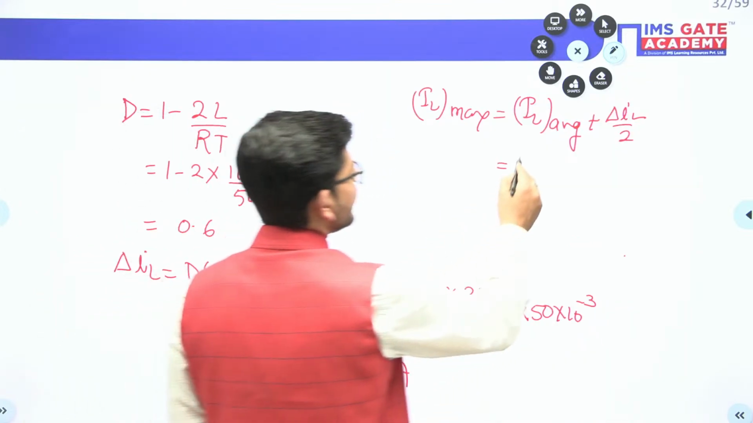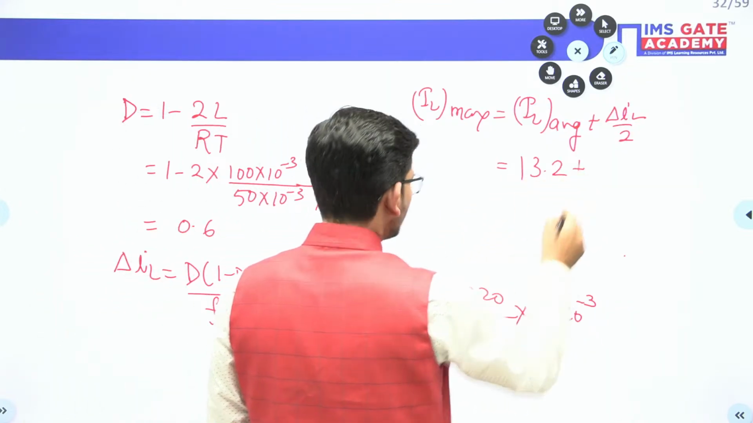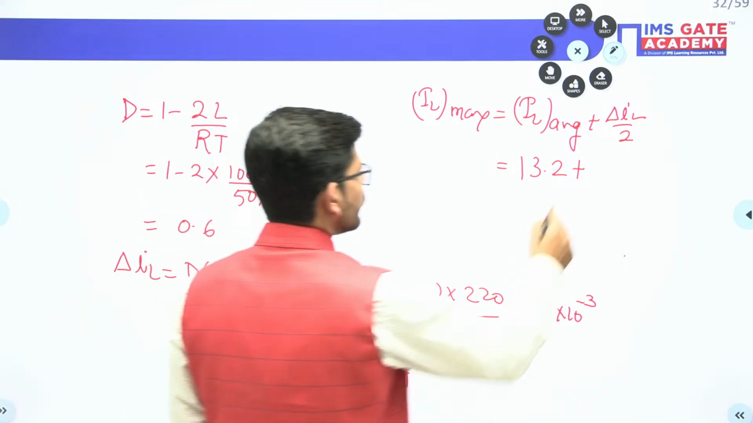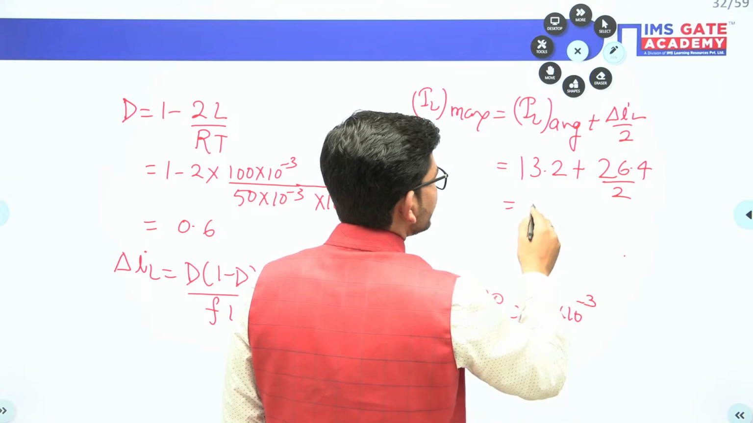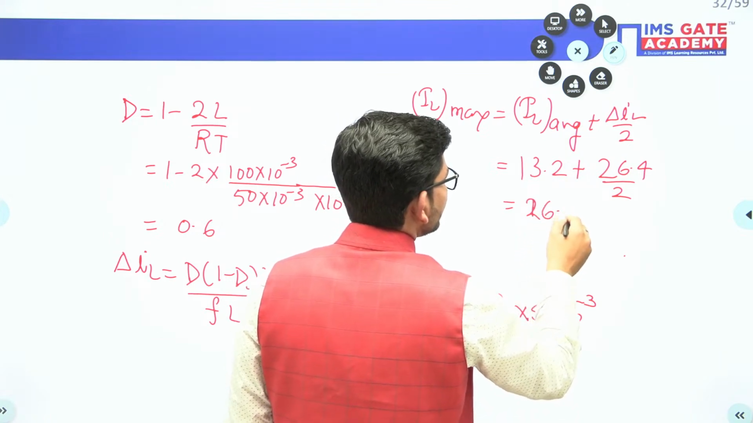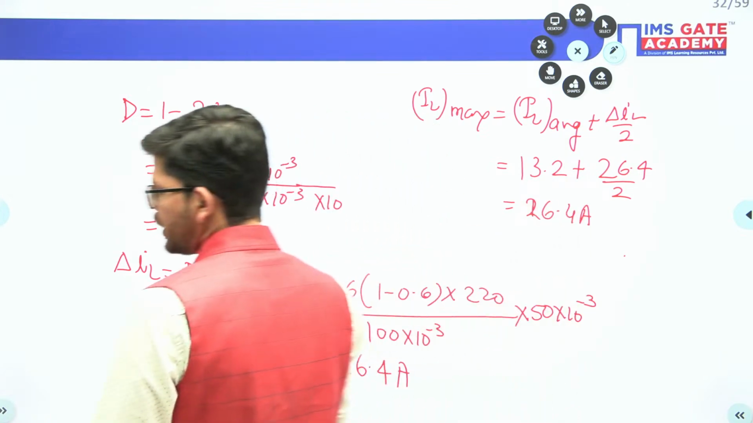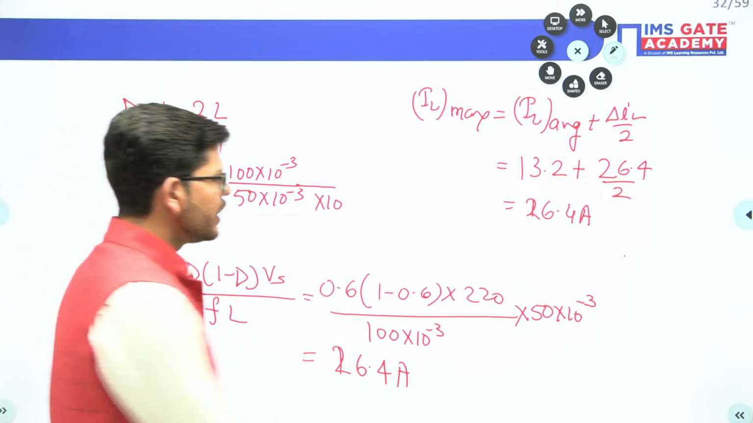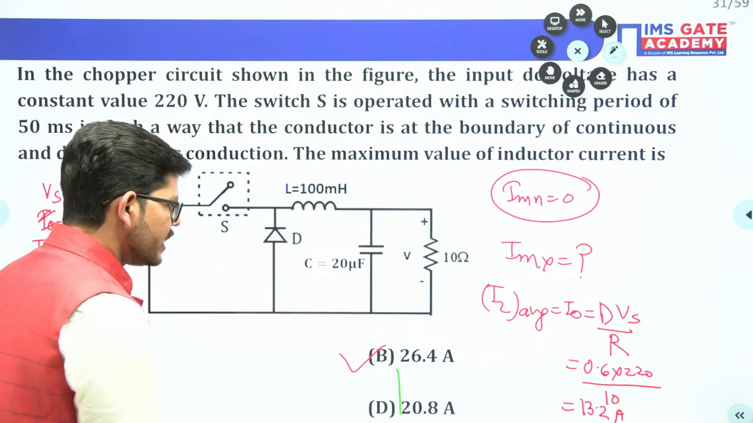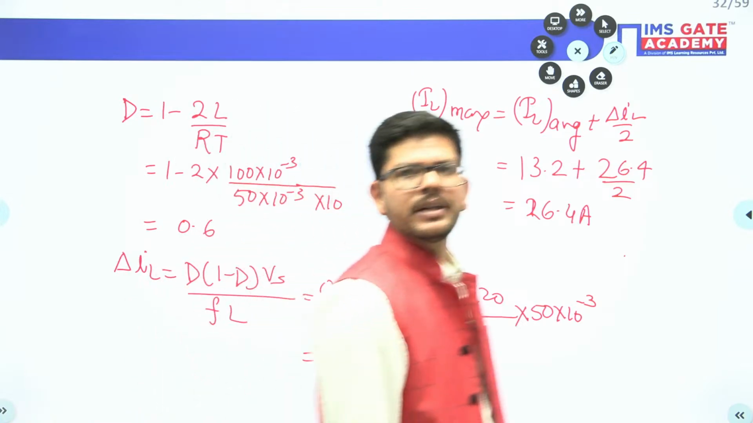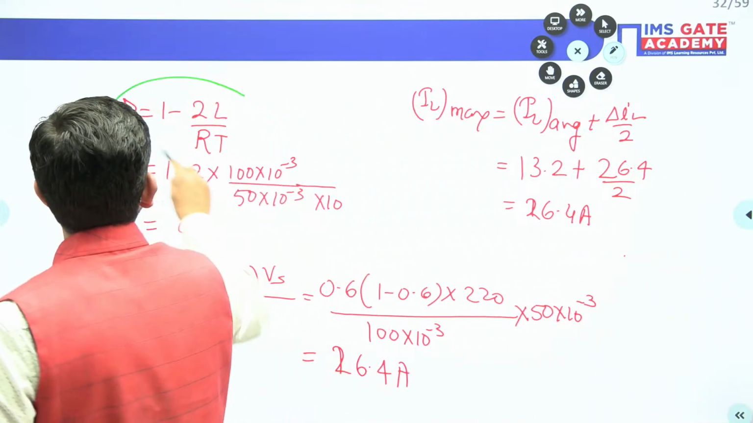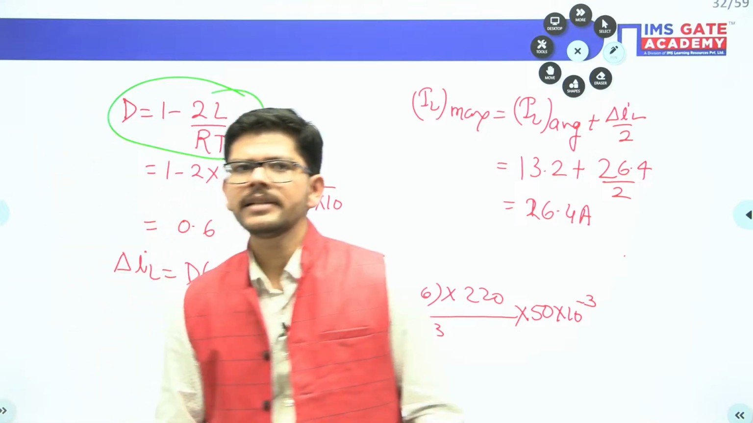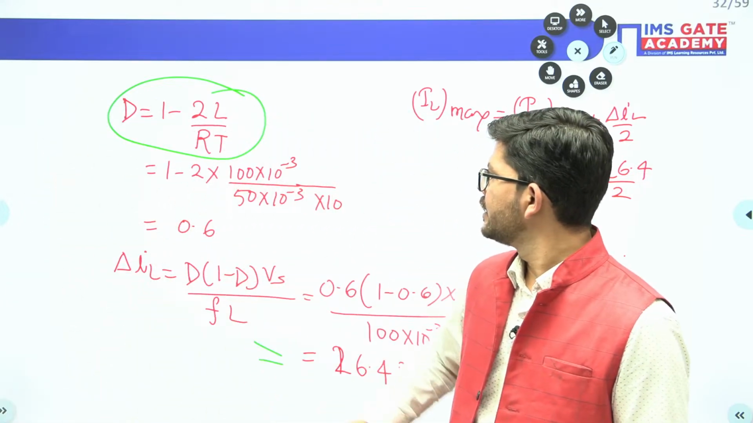Now put the values here. This is 13.2, and del IL by 2, this will be 26.4 by 2. Again we will get 13.2, so the answer will be 26.4 ampere. I think the same answer you are getting. Yes, the answer is option B. So tell me, by remembering this fact, we can very easily solve this problem, isn't it, guys?